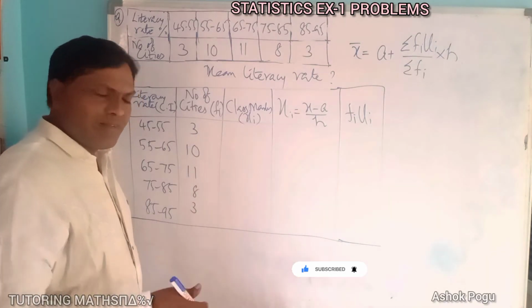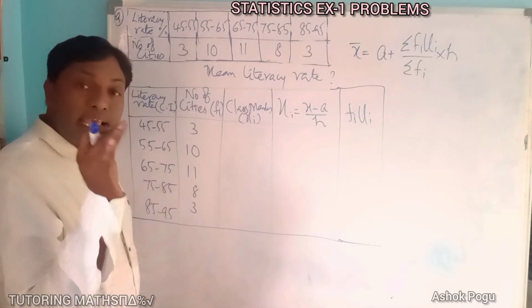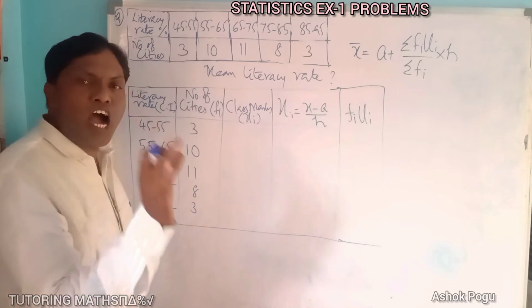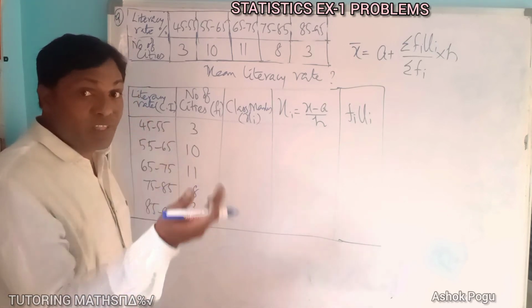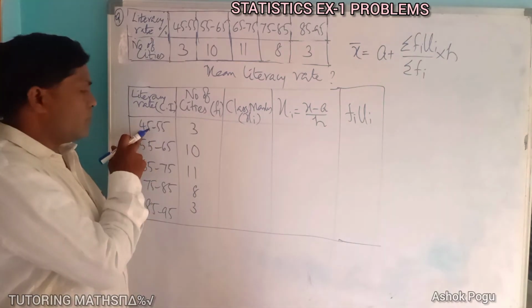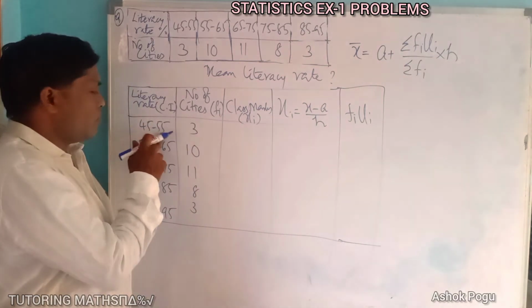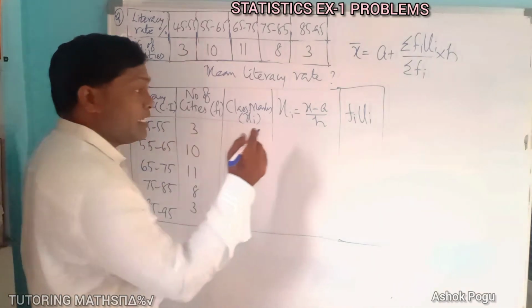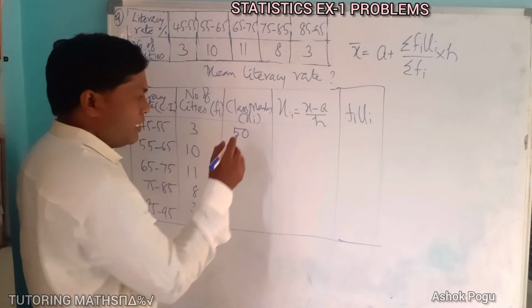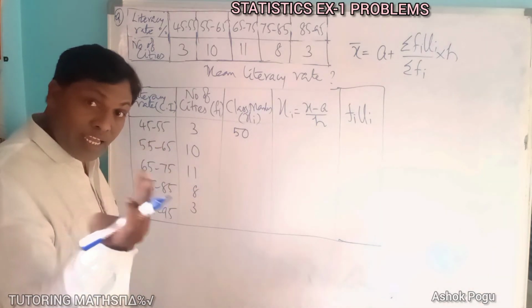You know that we have discussed many questions. Xi is nothing but half of the sum of the two limits of the class. 45 plus 55 is 100. What is half of 100? That is 50. Then the next values, no need to calculate.